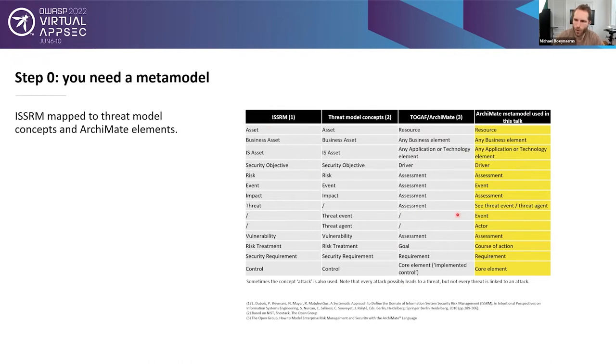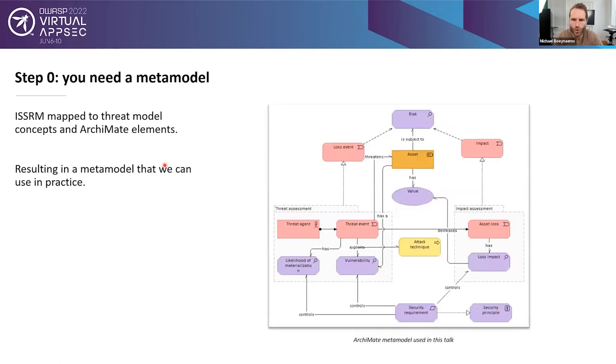So for example, for a threat, we use an event and an actor, for a threat event and a threat actor. This may seem easy to do, and it's not that difficult, but you must have this meta model before you can proceed. And so what you see here is actually the meta model that we use. It's a bit simplified. I got rid of the invisible relations, the implicit relations. But basically, this is a meta model that we have used and that proved very useful. And it also incorporates all of the concepts of ISSRM, but then mapped to the ArchiMate language.